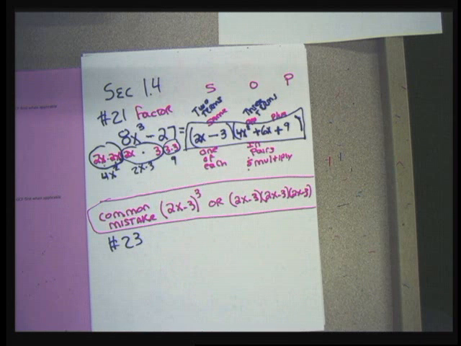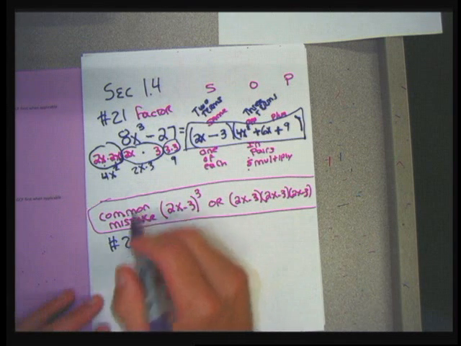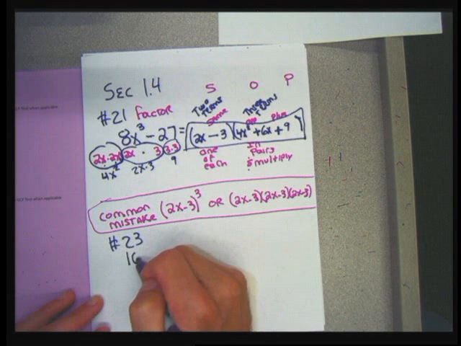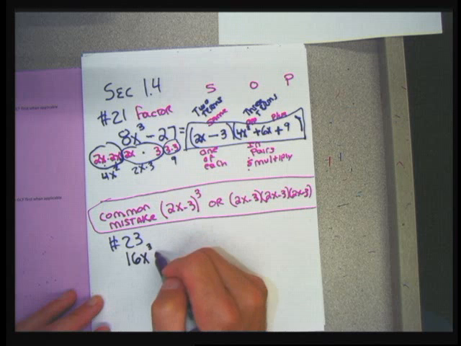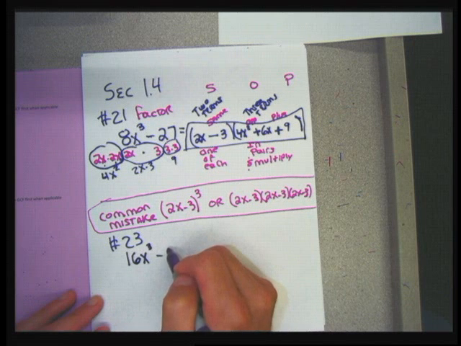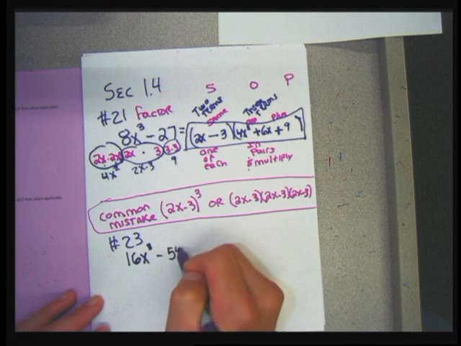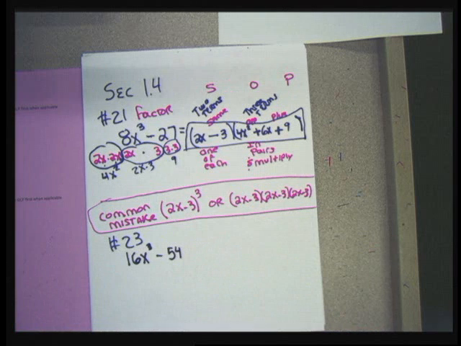23 is essentially the same problem, although it doesn't look like the same problem. 23 is not a cube problem how it's written, because 16 isn't a cube, nor is 54 a cube, because 16 and 54 can't be written as something times itself 3 times. But both 16 and 54 are divisible by 2. So the first step in factoring 23 is to factor out a common factor of a 2.